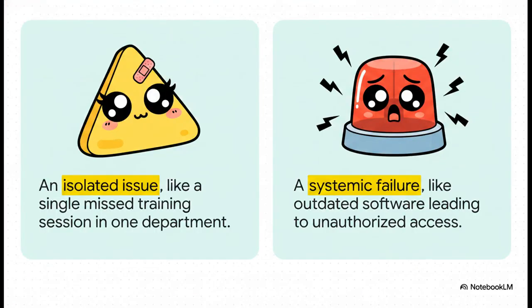So the crucial point is that the severity classification dictates the urgency of the repairs you need. A minor nonconformity? That's an isolated issue. Missing training in the finance department is definitely bad, but it's an isolated lapse. A major or critical nonconformity, though, represents a systemic failure. Outdated software, combined with weak access control that leads to unauthorized access, that is a critical failure that jeopardizes the entire system. Your report must make this distinction crystal clear for the reader.